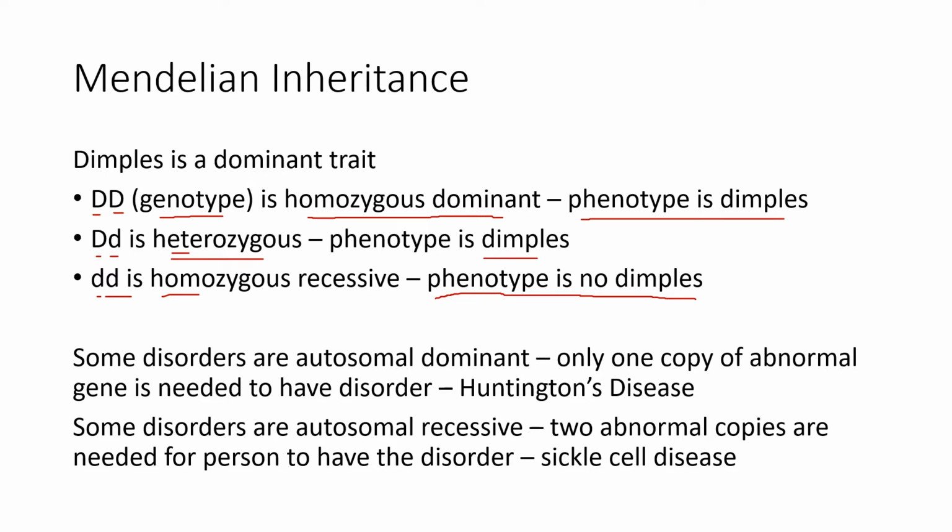Now, some disorders are autosomal dominant. For instance, Huntington's disease is autosomal dominant, meaning if you have the allele for that abnormal gene, you will have the disorder. Some disorders are autosomal recessive, so the only way to have that disorder is to inherit both recessive genes or alleles. And sickle cell disease is an example of that.